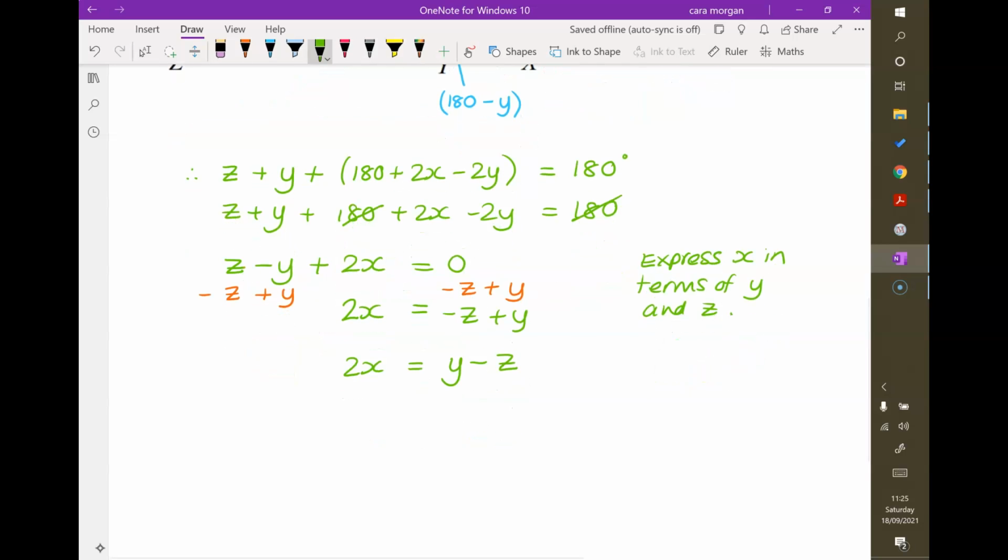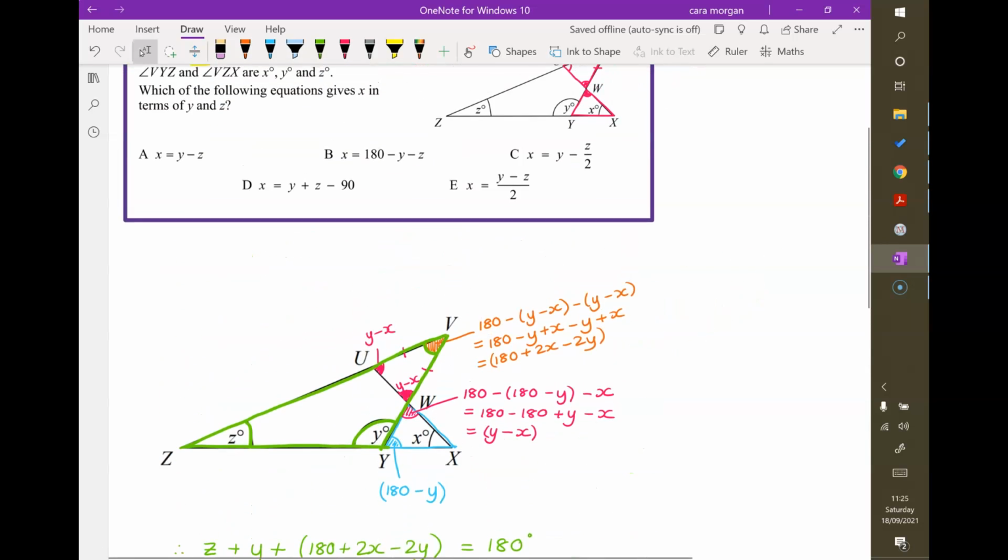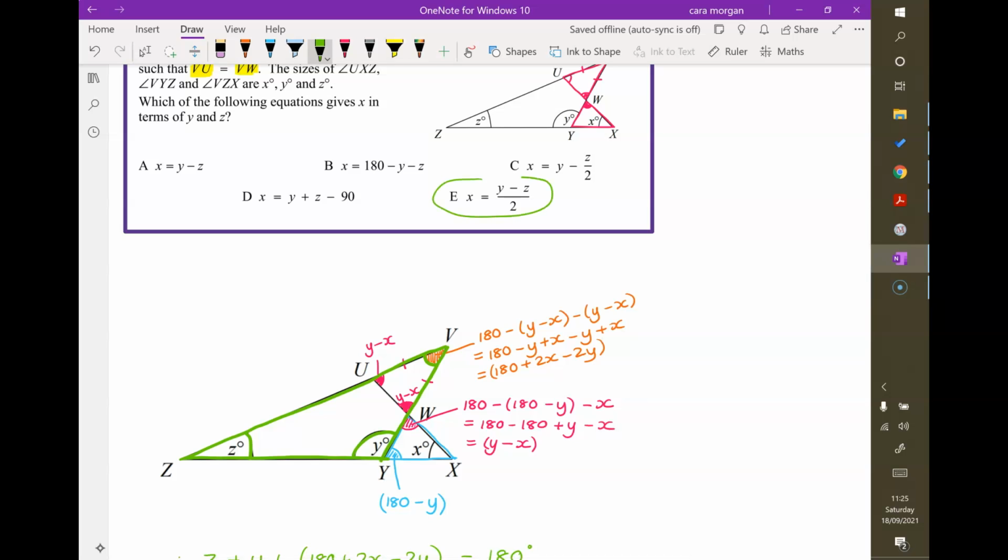Because I just want 1X and I've got 2 of them at the moment, I need to divide both sides by 2 to keep the balance. Whatever I do to one side of the equation, I have to do to the other side. So my final answer is X is Y minus Z over 2, and I can see that was option E.